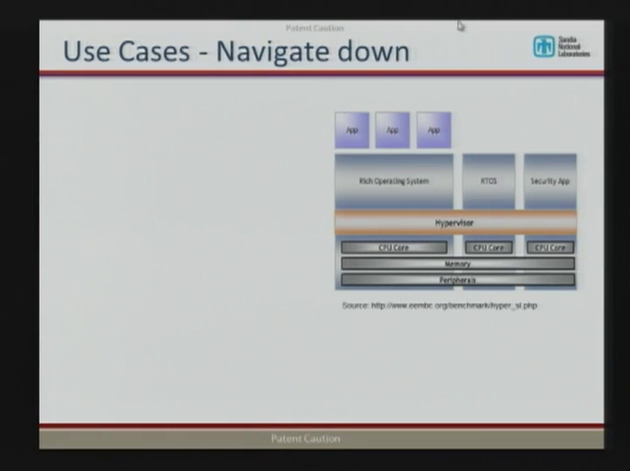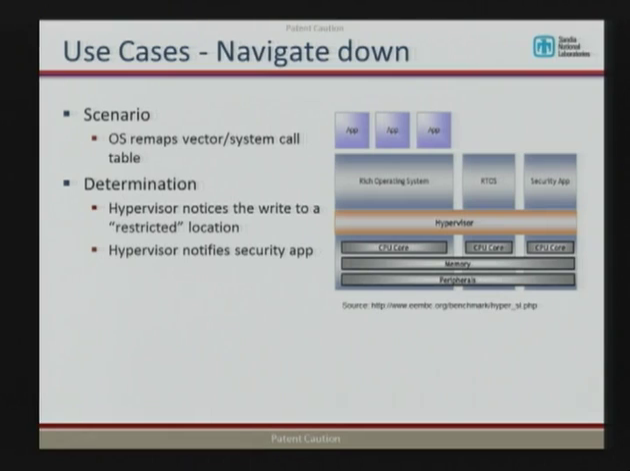So in this case, we have an app, your typical rich operating system, so it could be Windows, Linux, Android, iOS. A real-time operating system for your baseband processor, and then for our particular example, a security app with a hypervisor running on the hardware. So the scenario that we're going to look at is your operating system is going to remap the vector or system call table. So your hypervisor is going to say, you know what, this is not really something that typically happens outside of boot time. So it's going to notify the security app that, you know what, this happened.